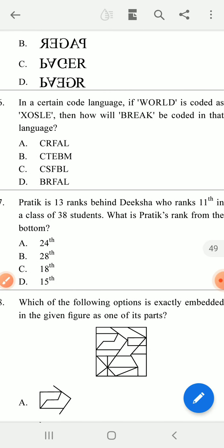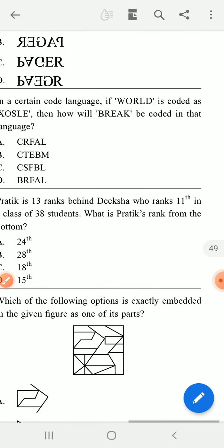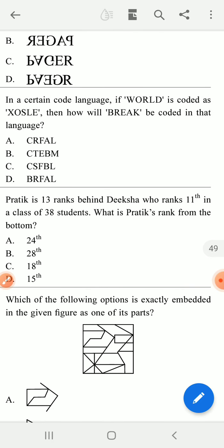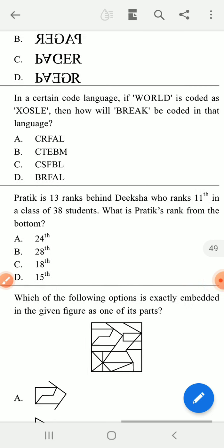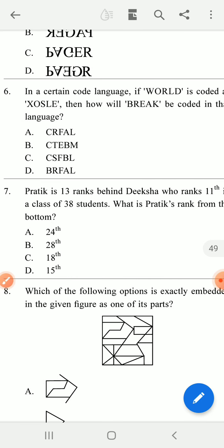Prakrit is 13 rank behind Diksha, who ranked 11th in a class of 38 students. What is Prakrit's rank from the bottom? So 7D is the answer.